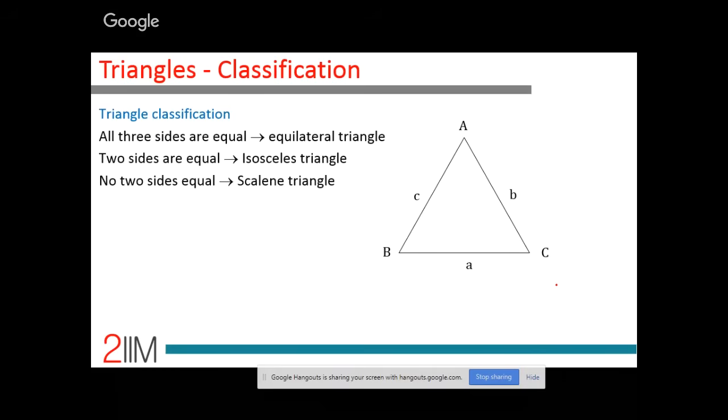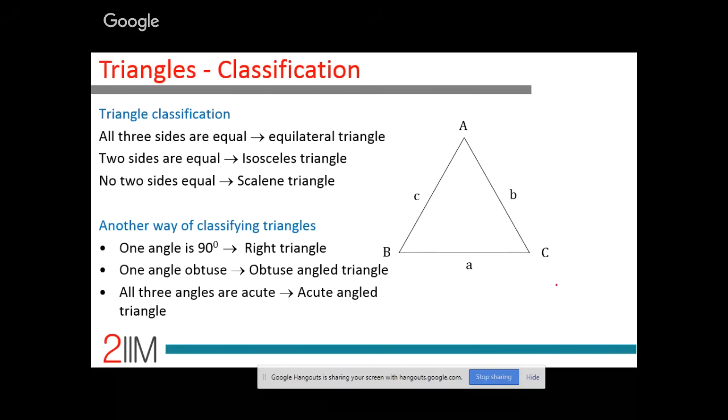All three sides are equal means equilateral triangle, isosceles triangle, scalene triangle. We know these definitions. Right angle triangle, obtuse angle triangle, acute angle triangle. Again, we know these definitions. I'm going to gloss over that.